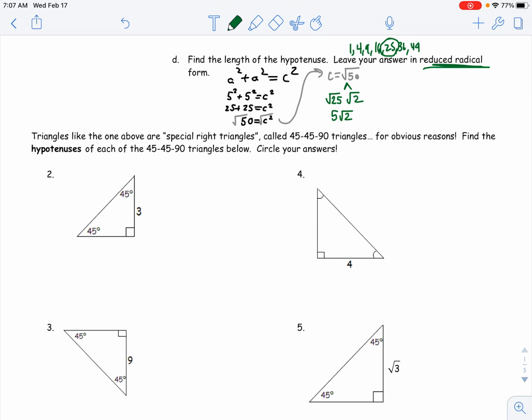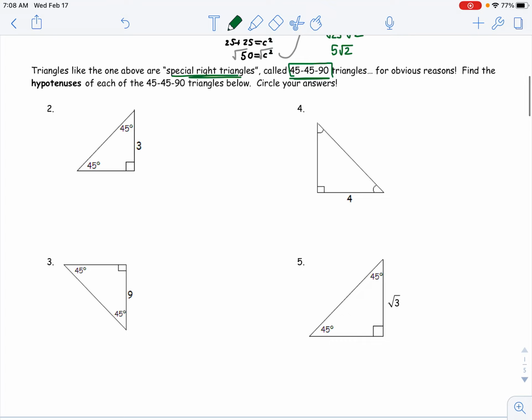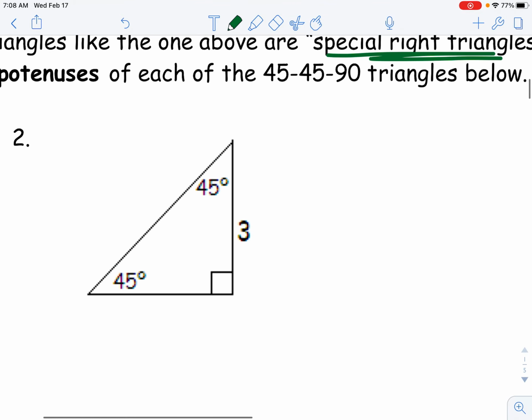All right, so these are special right triangles. We call them 45, 45, 90 triangles. Hopefully for obvious reasons you can figure out why we call them 45, 45, 90 triangles. All right, so we're going to find the hypotenuse in each of them below. This is going to take us several minutes to do. In the future, this will take you 30 seconds to do all of these. But nonetheless, let's just get after it.